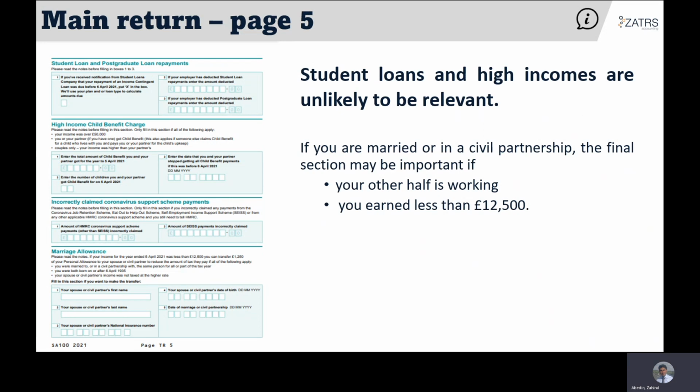Page 5 takes us on to any student loans that you might have had, and information if you were receiving child benefit on a higher income. Again, most of those won't apply to people. Well, the one at the bottom might be useful if you are married and your partner's working. If your earnings were less than £12,500 last year, then it's possible that you could transfer some of your tax allowance over to your partner, which would mean that they have to pay less tax.